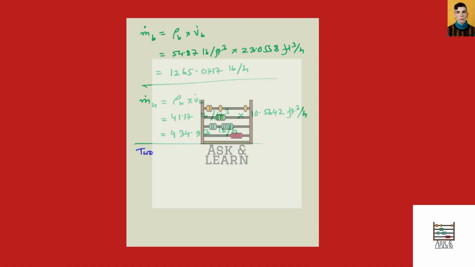And finally, the two assumptions that we made. The first one is the volume of the benzene and hexane are additive. And the second one is the system is operating in the same condition at which standard densities are measured.